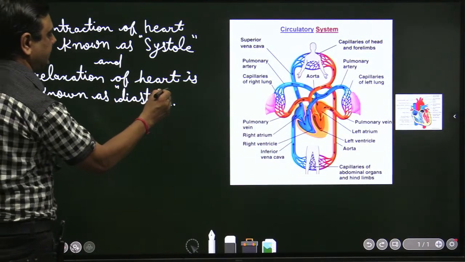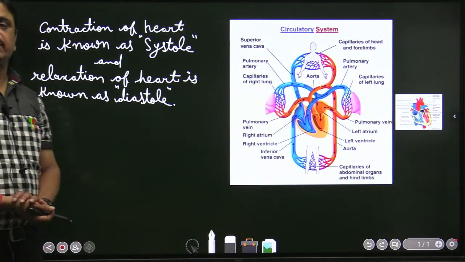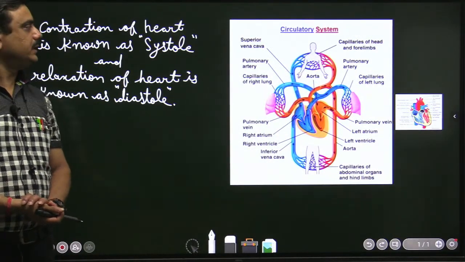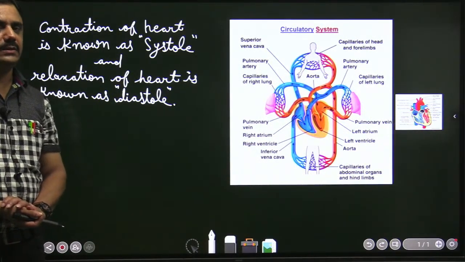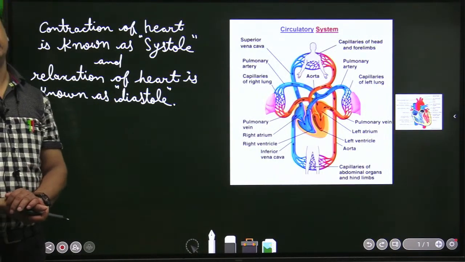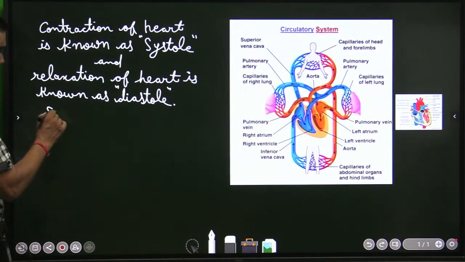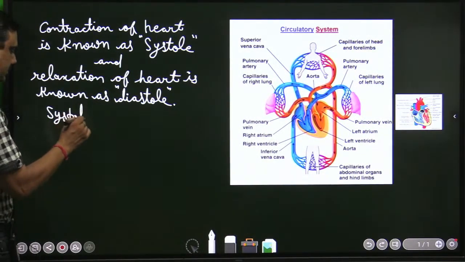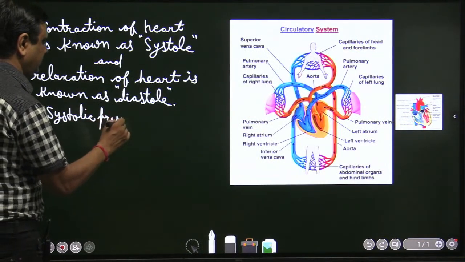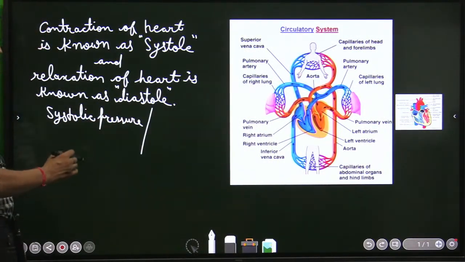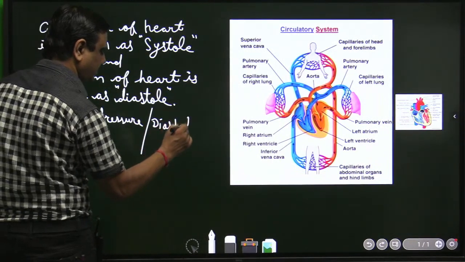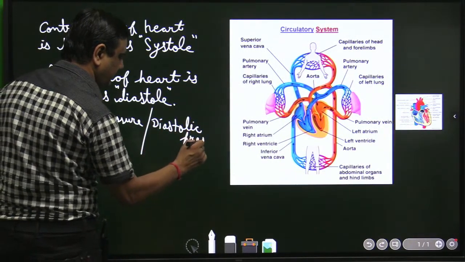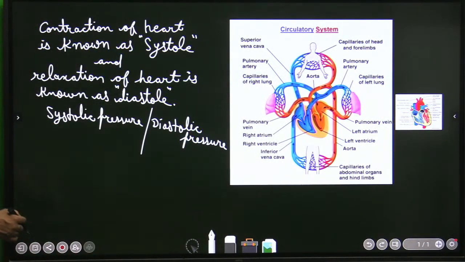Systole and diastole. During the contraction, the pressure which is exerted by the blood is known as systolic pressure, and during the relaxation, the pressure exerted by the blood is known as diastolic pressure. We write it always in this form: systolic oblique diastolic pressure.